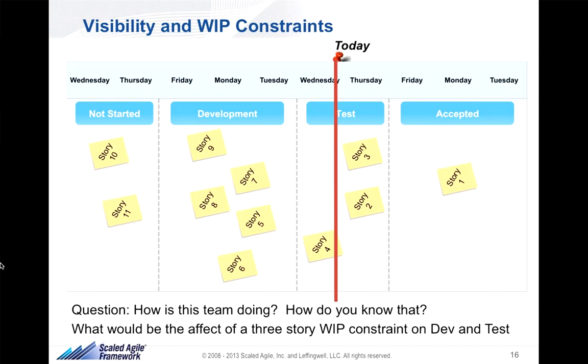If instead that team had imposed a 3-story work in process constraint on the stages of development and test, what would the behavior be? I'll give you another 15-second pause to think about that. What would they do if you could only have 3 stories in development and test?